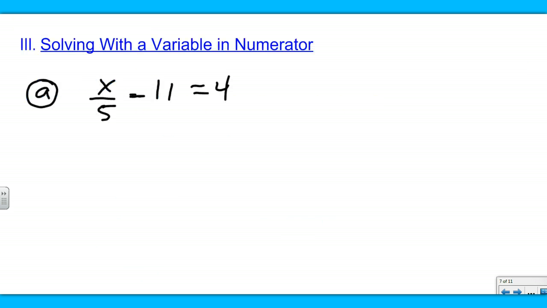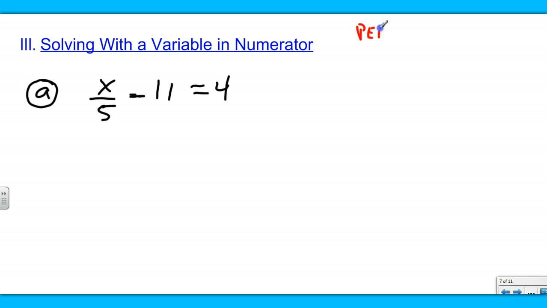Let's try a few other two-step problems. So here we have solving an equation with a variable in the numerator. Okay, so we have a fraction. We have two operations taking place on the left side of this equation. One is subtraction, and the second one is division. Fraction means division.